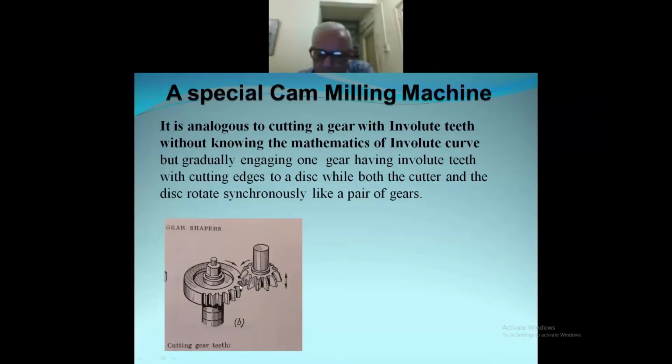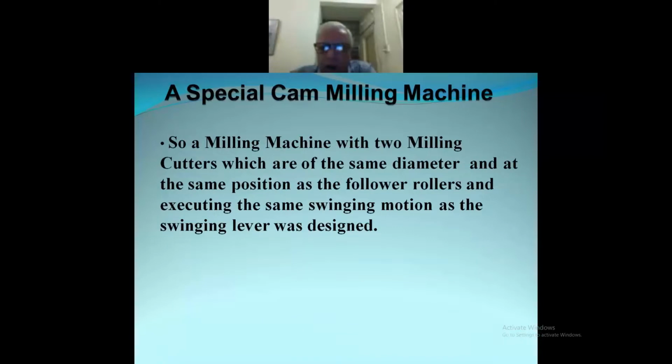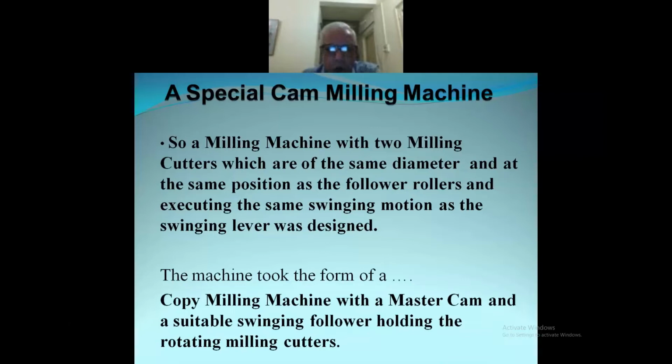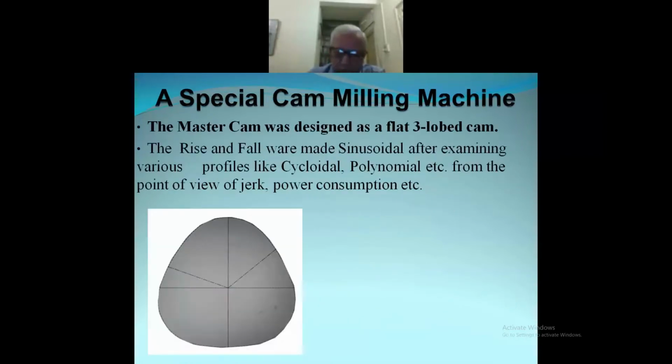So what we thought was that the cam followers be replaced by end milling cutters of the same diameter at the same place. And if we can make them move the way the followers are moving, then I should be able to cut the track. So basically it comes to a milling machine with two cutters of the same diameter and at the same position as the follower rollers, executing the same swinging motion as the swinging lever was designed for. Now, how do we do that? We thought the swinging of the cutter-carrying lever will be done by means of another cam, the master cam, which will impart the motion we need to that swinging lever.